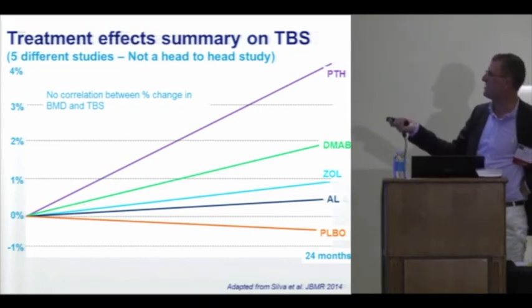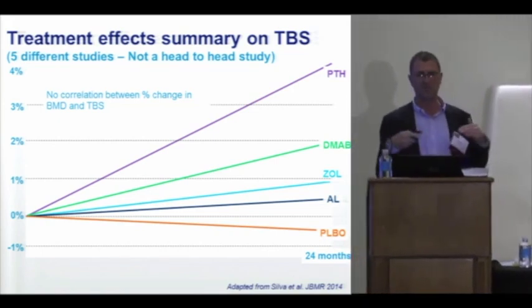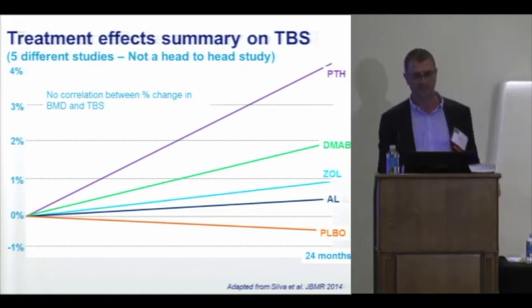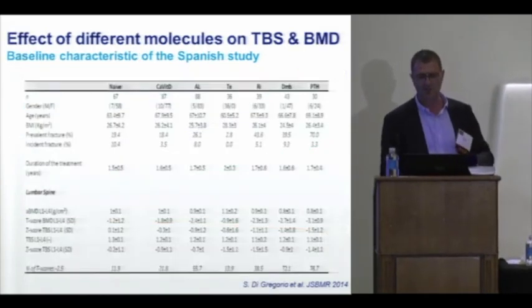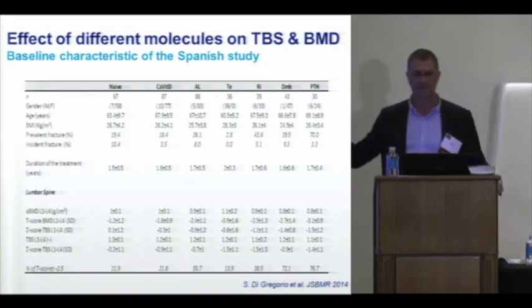You have the denosumab, which is about in between. Then you have the bisphosphonate, which is mostly a positive maintenance, while the placebo in all studies is significantly decreasing. Now, I'll just show you briefly, and don't pay attention to the numbers, just to scare you.